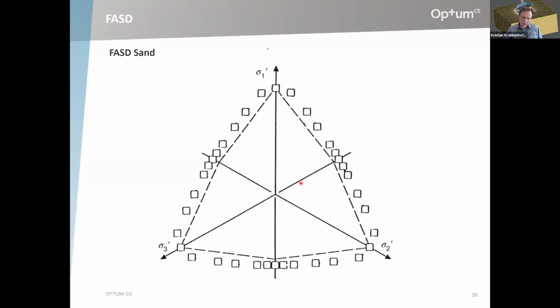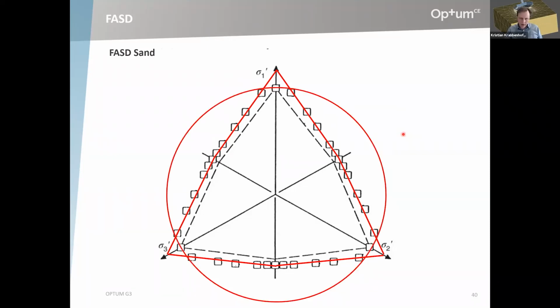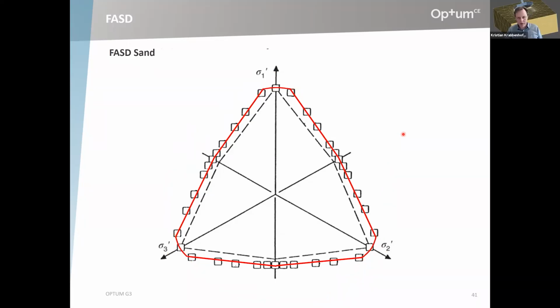Let's just, for the time being, forget about what happens close to triaxial compression, and then let's do a Mohr-Coulomb fit through the remaining points. So we have this thing here, which is a pretty good fit, except here at the triaxial compression corners. But that's where we can bring in the Drucker-Prager circle matched in triaxial compression, so that we basically have a composite criterion that looks like this. So that is the FASD criterion.